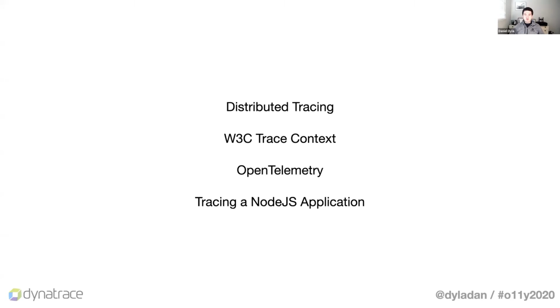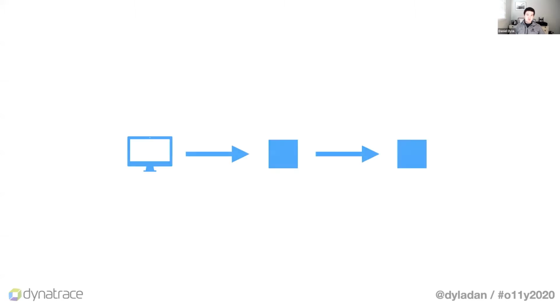Today, I'm going to talk to you about distributed tracing as a concept, what it is and why it's useful. I'll give you a little bit of background on the W3C trace context, which is a standard that recently went into official recommendation status. I'll talk to you about OpenTelemetry, which is the observability framework built on that standard. And at the end, I'll show you how you can trace a Node.js application using open source tools. But first, I'd like to start with a simple example about why distributed tracing is useful.